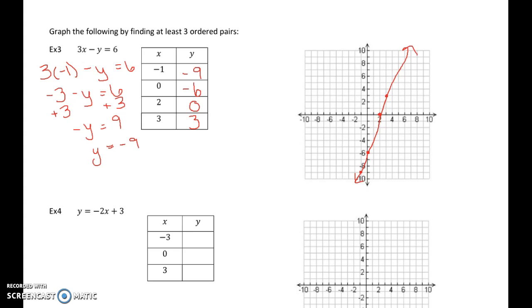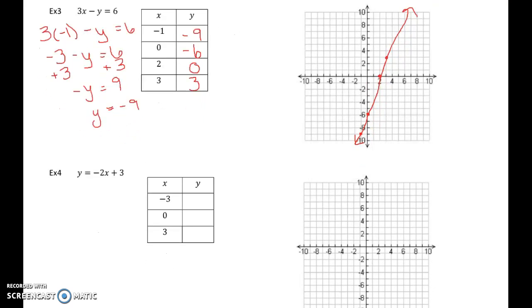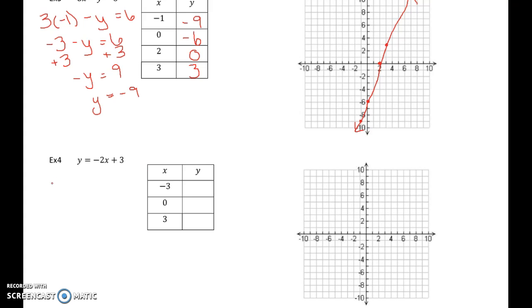Let's do the same thing for the next example. Went too fast there. I'm going to scroll up a little slower. There we go. So we're going to plug in these x values in for x and solve for y. So we have y equals negative 2 times negative 3 plus 3. That should give you positive 9. If I plug in 0 for x, I should get positive 3 for y. If I plug in 3 for x, I should get negative 3 for y. So again, just plugging in each x value, solving for y. Then we'll plot those points.